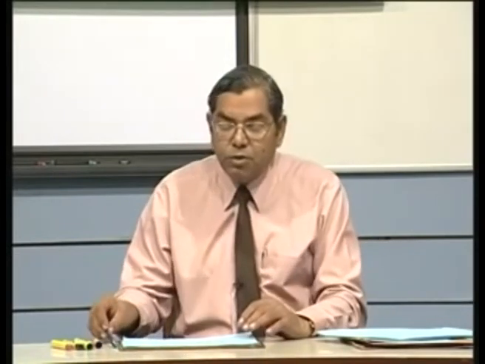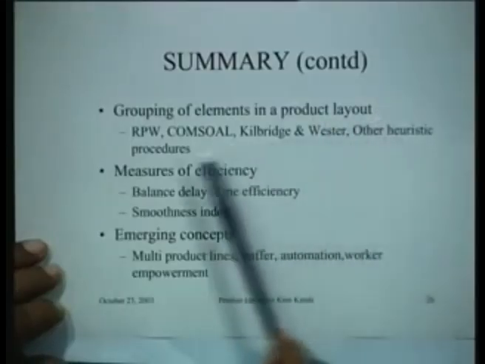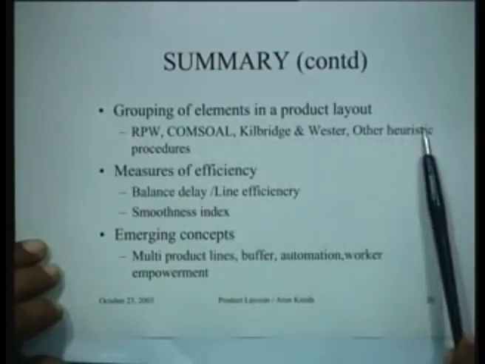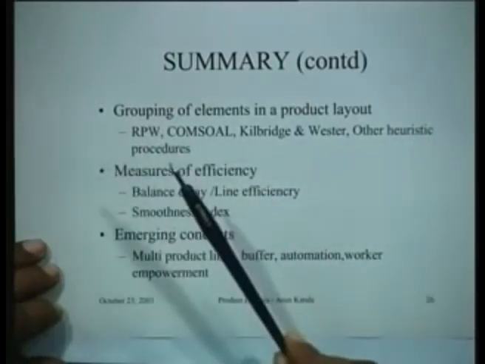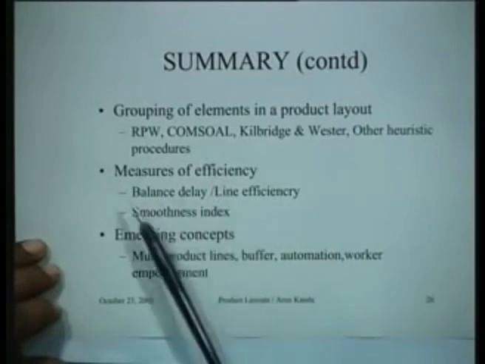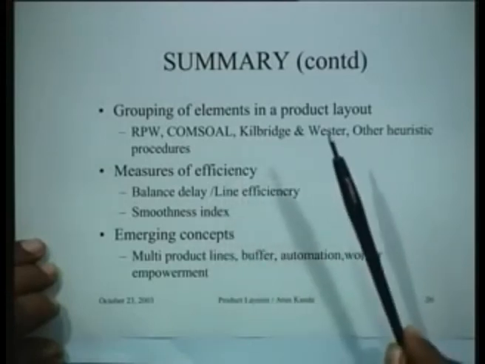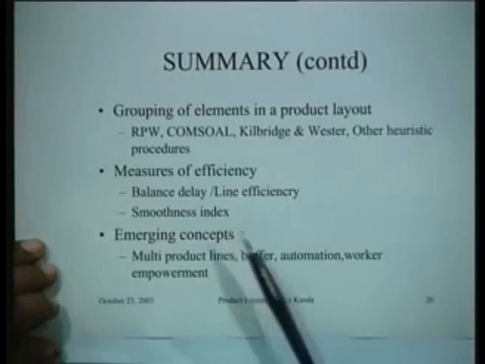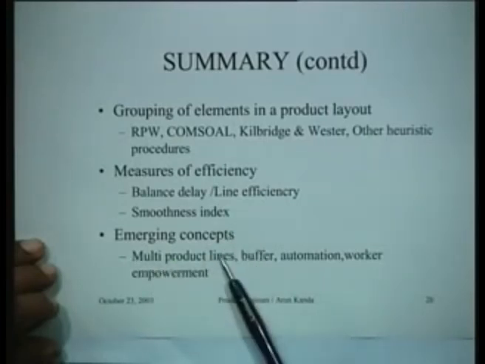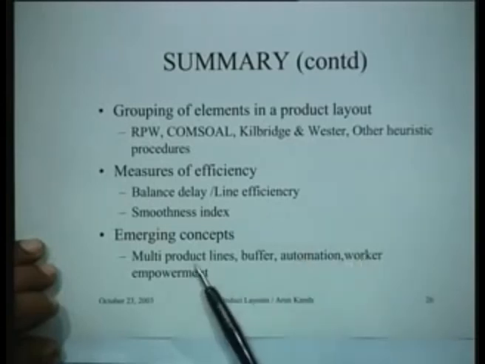And we would like to do the grouping of elements in a product layout. This could be done by various algorithms. We mentioned some of them, and we actually looked at the RPW procedure in some detail. We found that there were measures of efficiency like balance delay, line efficiency, and smoothness index for a line. And finally, we talked about some of the emerging concepts, which would be in the nature of multi-product lines, the provision for a buffer, automation, and worker empowerment.